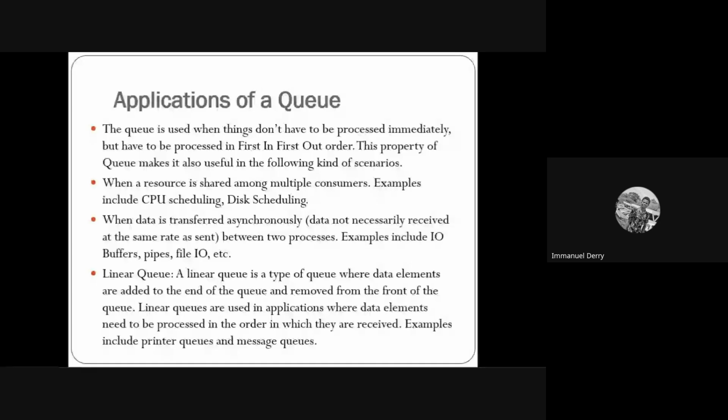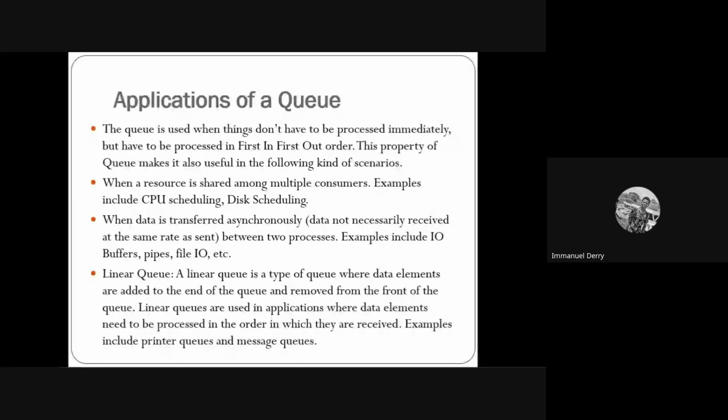And then for linear queue, a linear queue is a queue where data elements are added at the end of the queue and from the front of the queue they are removed. A first process comes before the other. And this example is mostly used in printers. So the instruction that is first given to the printer is the one that will be executed first before the other ones follow. So in a printer situation, for instance, a linear queue is implemented.